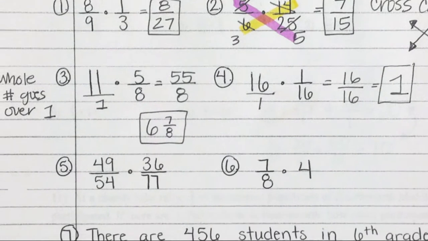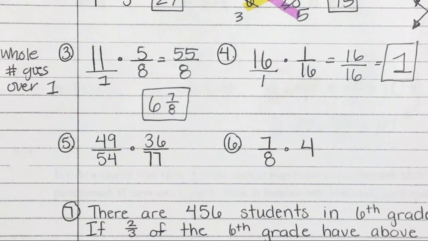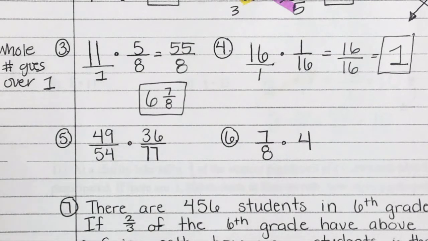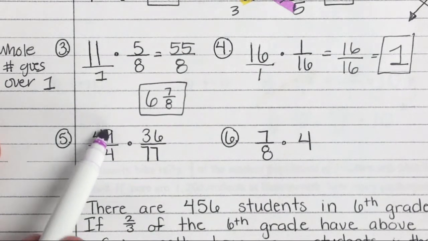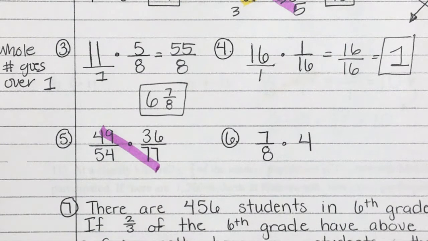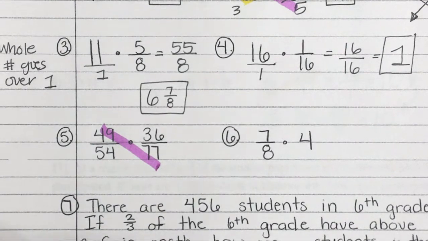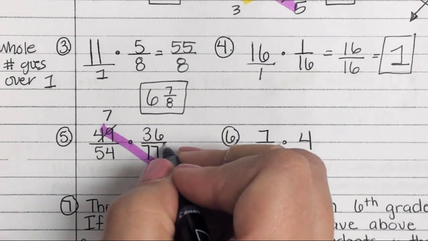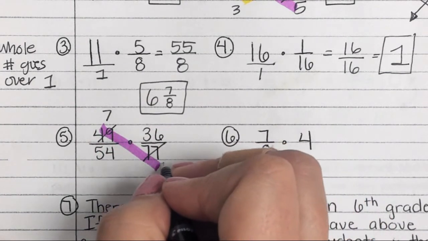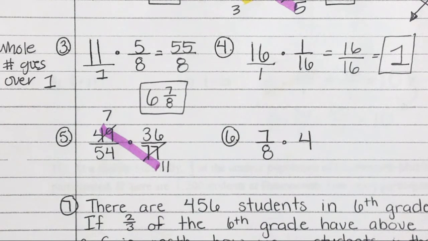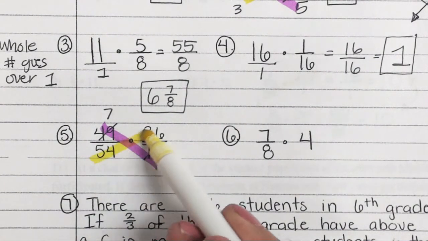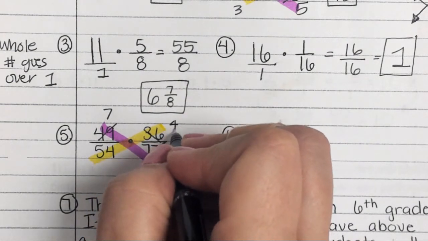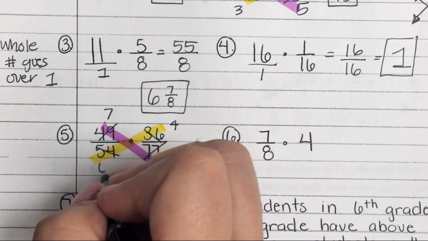Now, problems like number 5 are where the cross canceling really comes in handy, because do you really want to multiply 49 times 36? No. So let's look at 49 and 77. Is there a number that can go into both? 7. How many times will 7 go into 49? 7. And how many times will 7 go into 77? 11. All right. Is there a number that can go into 54 and 36? 9. Okay. 9 will go into 36 4 times, and 9 will go into 54 6 times.